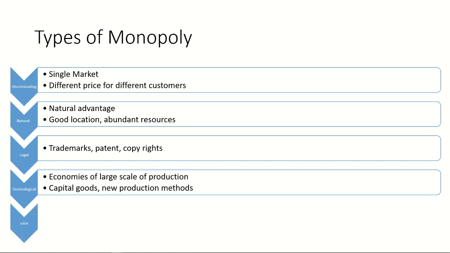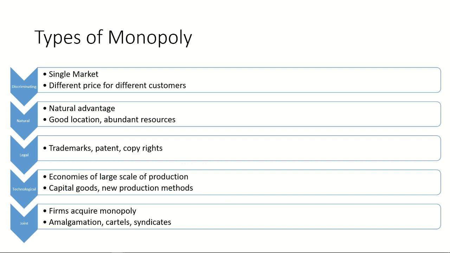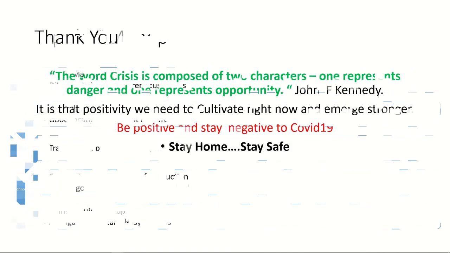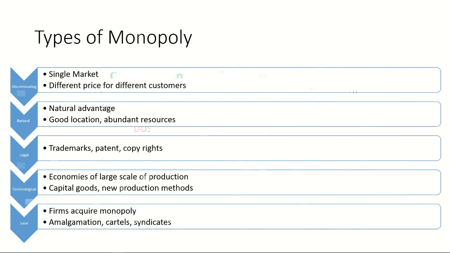Next one is joint monopoly. Joint monopoly means a firm acquires monopoly, that is, a particular firm acquires another company through amalgamation, cartels, syndicate, etc. That type of monopoly is known as joint monopoly. Okay, so these are the various types of monopoly.